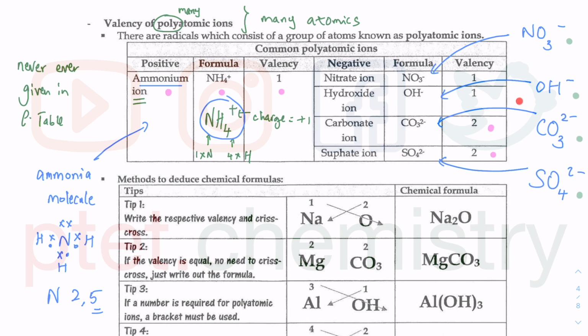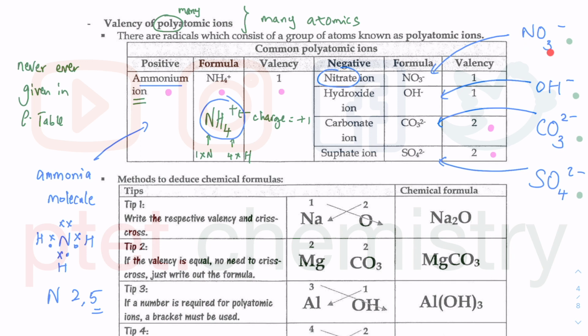What I advise you to do is practice the spelling, and then next to it, practice writing down the formula. Make sure you know the charge first of all. NH4 plus 1, NO3 minus 1, OH minus 1, CO3 2 minus, SO4 2 minus. Make sure while you are writing, you are also speaking out, you're also pronouncing it.